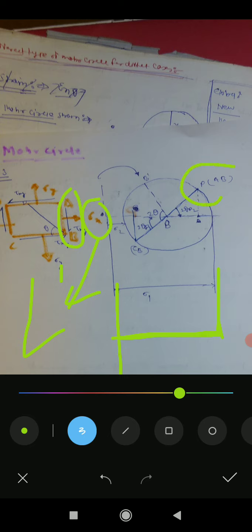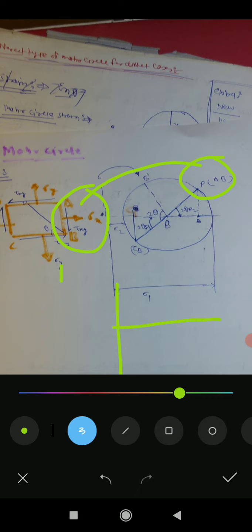Now this point P, we have reached for this plane. This point P is representing this plane. So you got it. This point P is representing this complete plane, the stresses of this complete plane. First the tensile, then the shear in the clockwise direction. So we reached a point P for this complete plane.